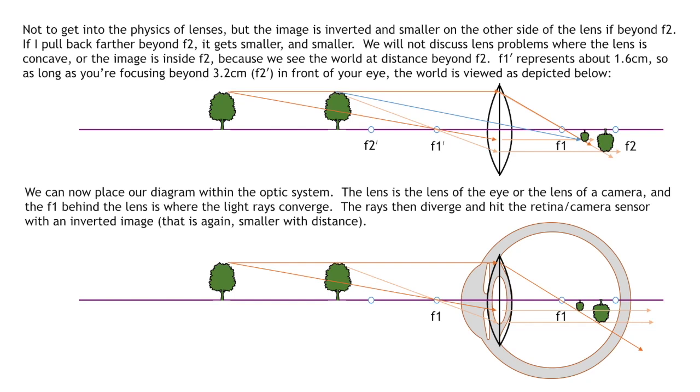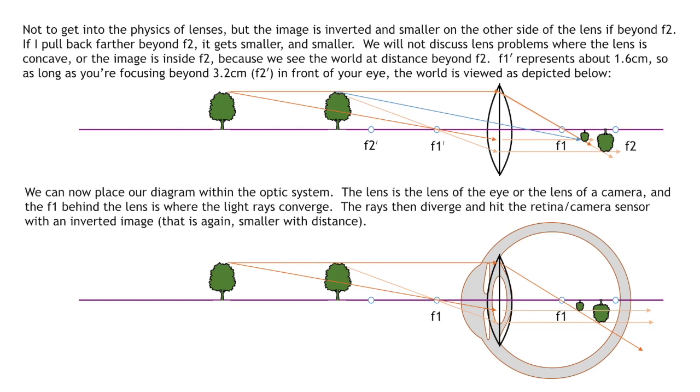The rays then diverge and hit the retina or camera sensor with an inverted image, and that is again smaller with distance. So you can see our two point sources coming off this. Let's say up here in this diagram, this is our tree, the top of the tree that's going to be focused to the back of our retina. The other ray from that same source travels through f1 prime, and then travels through the lens, equally converging to create an image in the back of our retina.